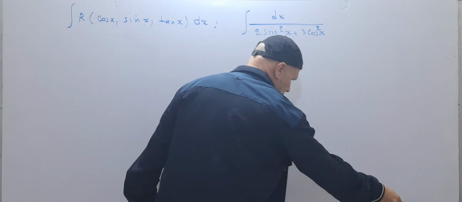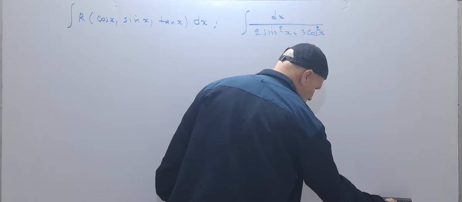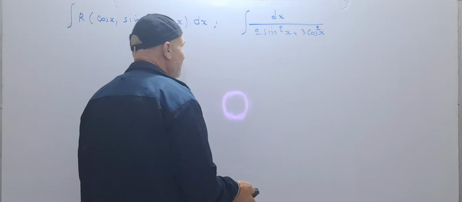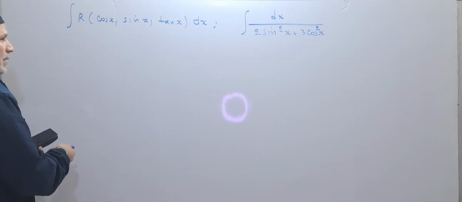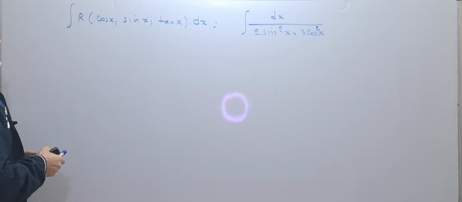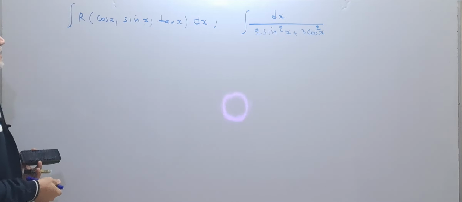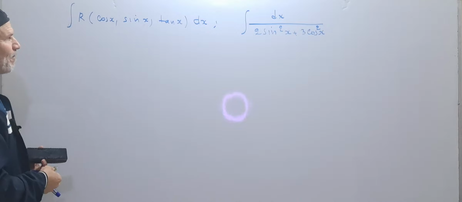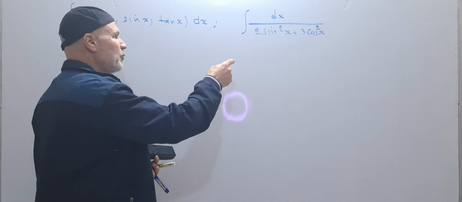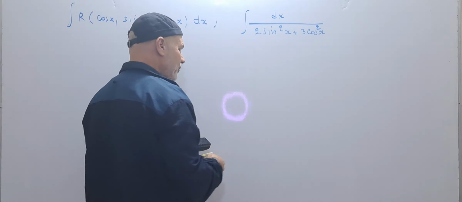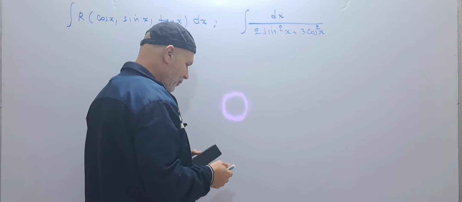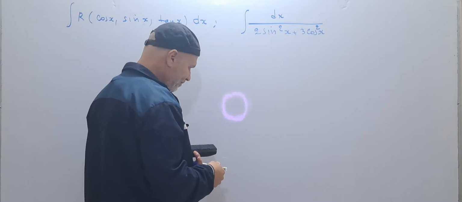Today we will deal with a new type of indefinite integral. It's about integrals which involve cosine, sine, tangent, or both. As an example, we will try to find this indefinite integral at the end.